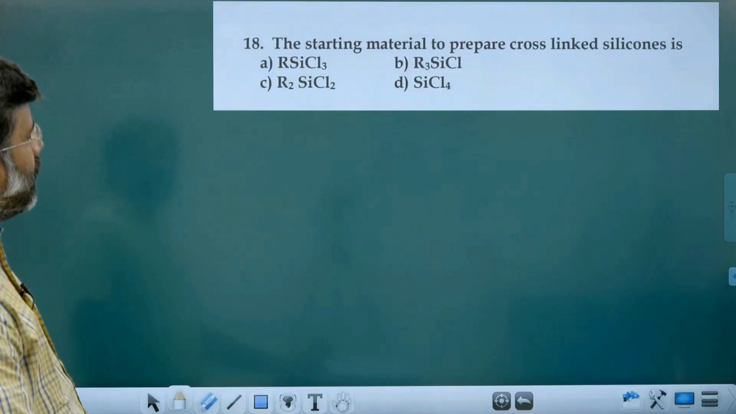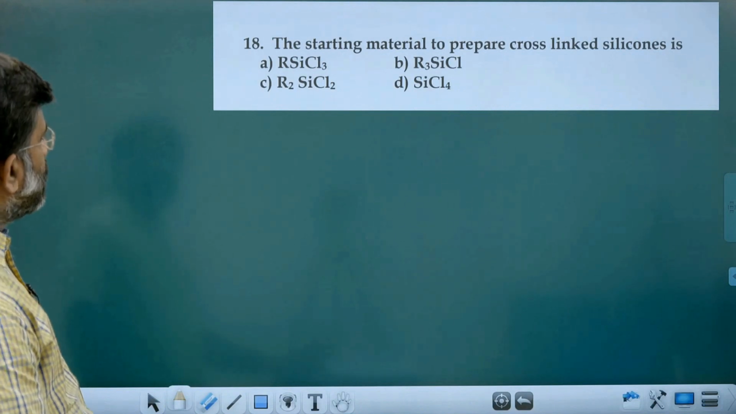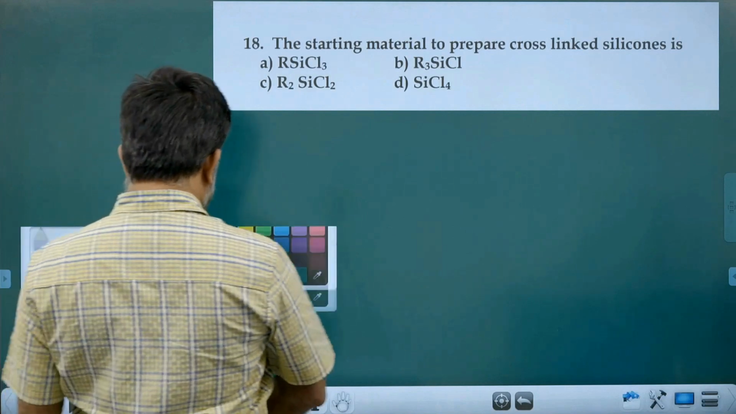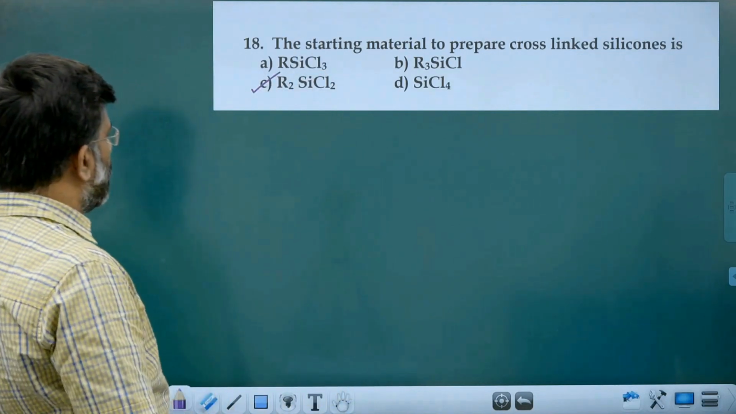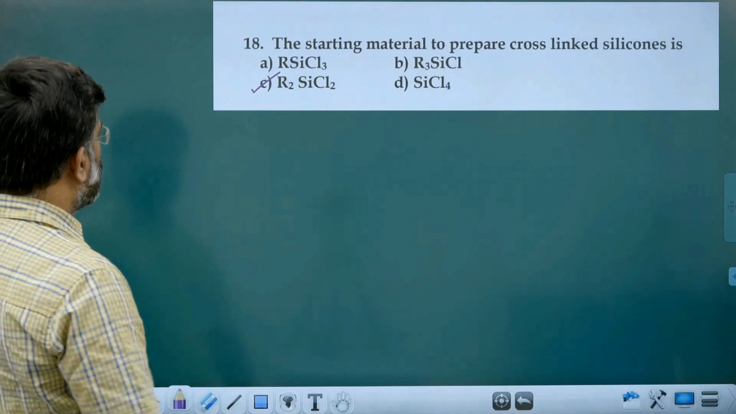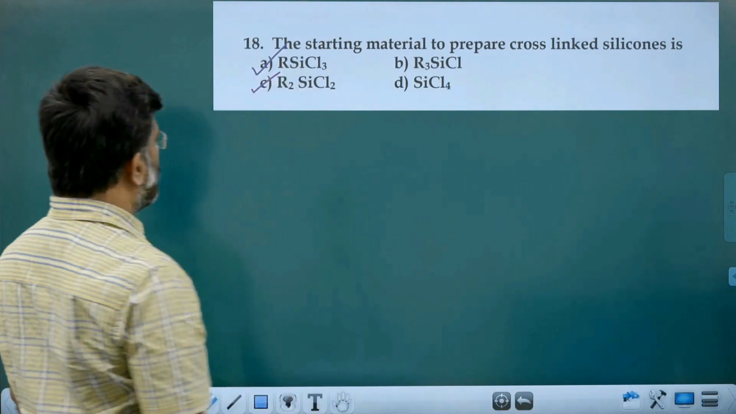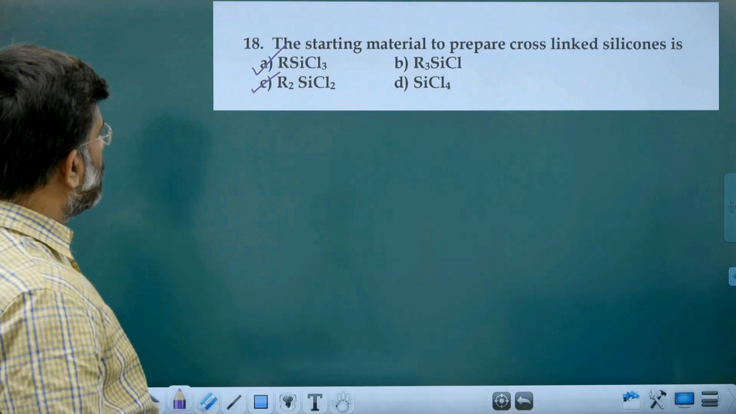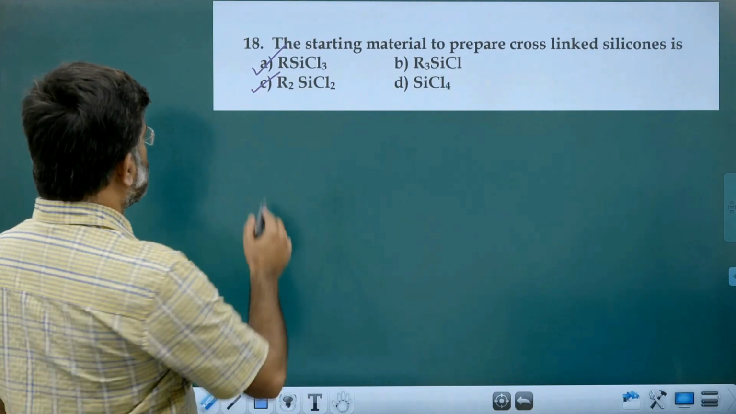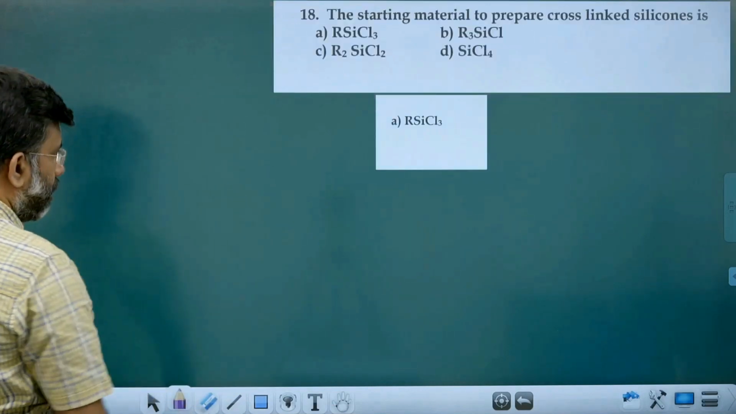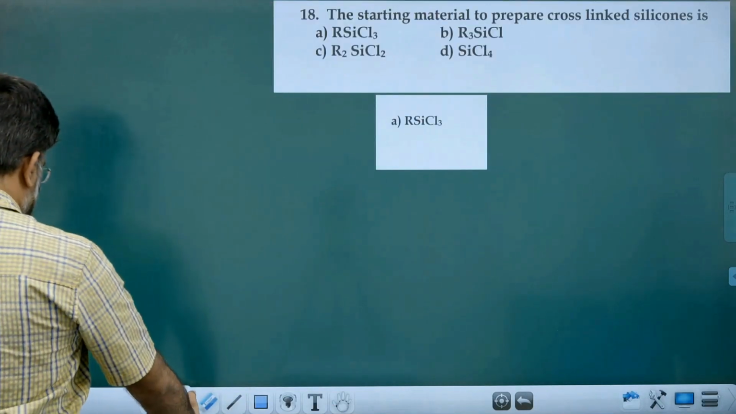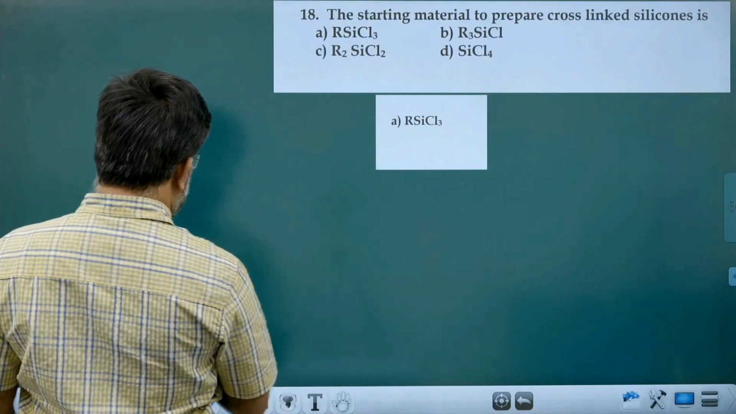The starting material to prepare cross-linked silicones; linear silicones are produced by option C, R2SiCl2, whereas cross-linked polymers you can get by using RSiCl3. RSiCl3 can give you a cross-linked polymer. The answer is option A.